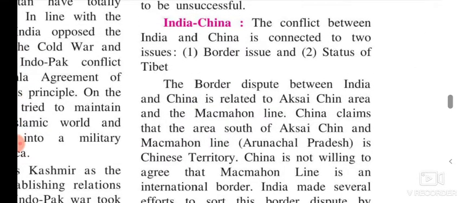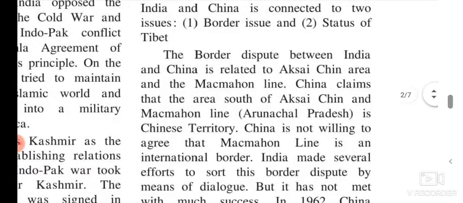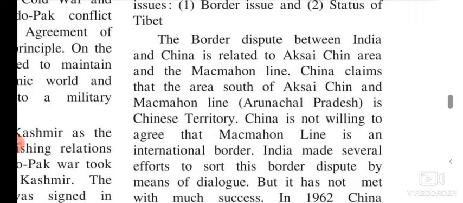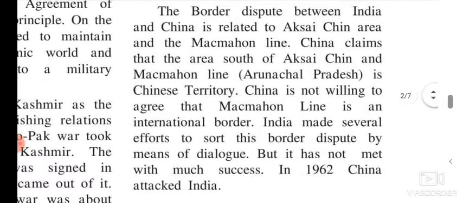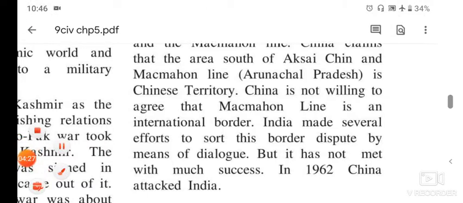India-China. The conflict between India and China is connected to two issues. First one, border issue. Second one, status of Tibet. The border dispute between India and China is related to the Aksai Chin area and the McMahon line. China claims that the area south of Aksai Chin and the Arunachal Pradesh or the McMahon line is Chinese territory. China is not willing to agree that the McMahon line is an international border.